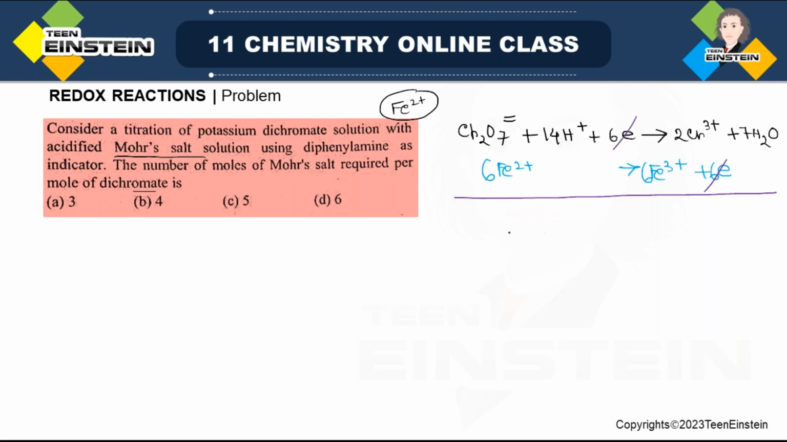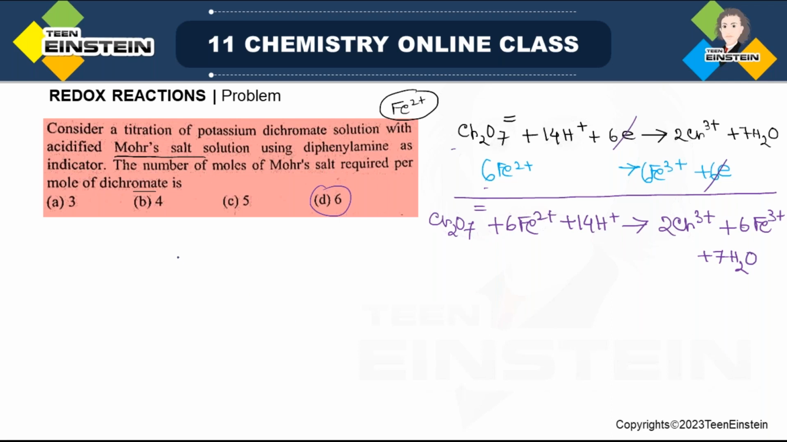The electrons will cancel, and in the final balanced equation, if you have to select option 3, 4, 5 or 6, even without writing it, you can understand that the answer will be 6, because it is asking the number of moles of Mohr salt required. For 1 mole of K2Cr2O7 you require 6 moles of Fe, so that is the answer. But here I will write the full equation: Cr2O7 2 minus, 6 Fe 2 plus, 14H plus, giving chromium 3 plus, 6 iron 3 plus, and 7 water molecules.